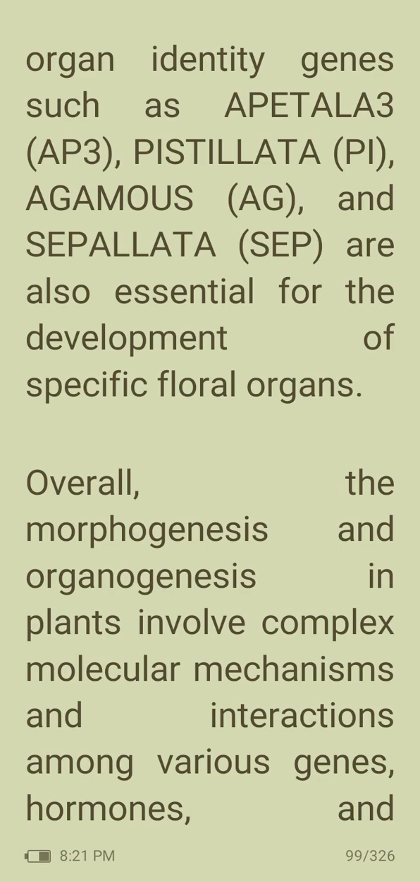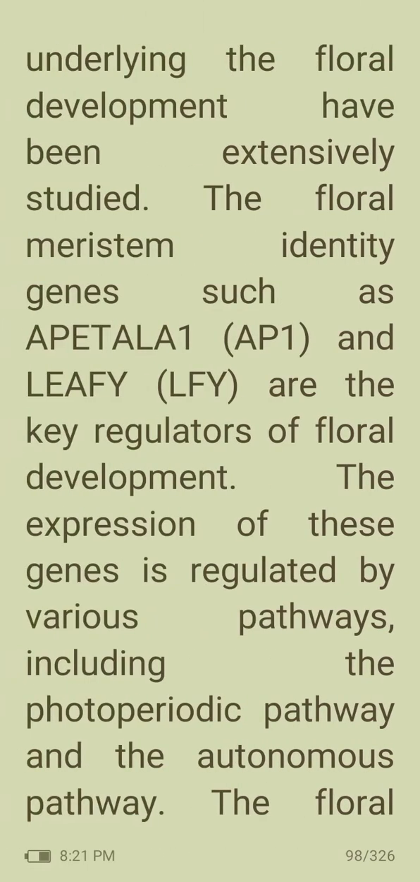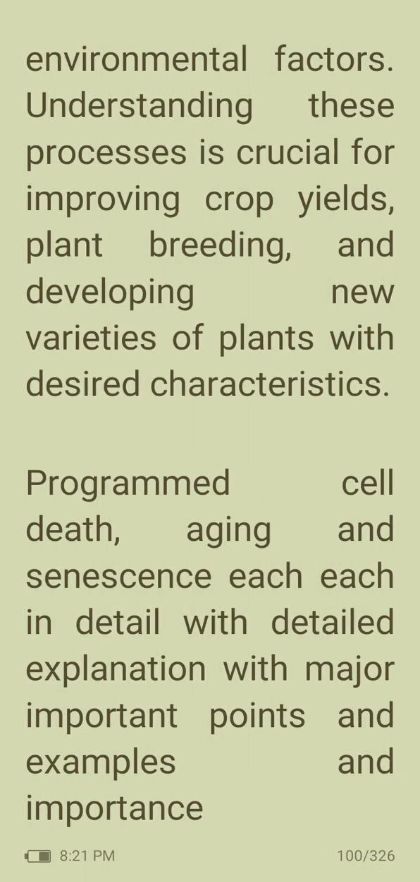Overall, the morphogenesis and organogenesis in plants involve complex molecular mechanisms and interactions among various genes, hormones, and environmental factors. Understanding these processes is crucial for improving crop yields, plant breeding, and developing new varieties of plants with desired characteristics. Then programmed cell death, aging, and senescence, each in detail.